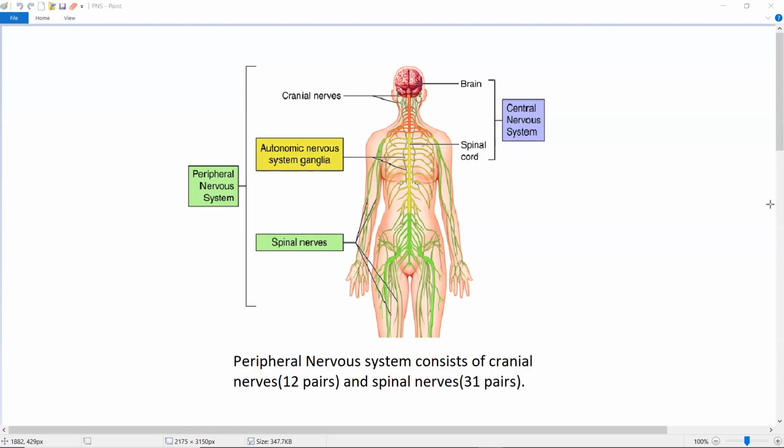Now children, let us discuss the peripheral nervous system. The peripheral nervous system consists of the nerves passing to and from the central nervous system, reaching out to all parts of the body. It consists of two types of nerves, the cranial nerves and spinal nerves. Cranial nerves emerge from the brain, and there are 12 pairs of cranial nerves. The spinal nerves emerge from the spinal cord, and there are 31 pairs of spinal nerves.